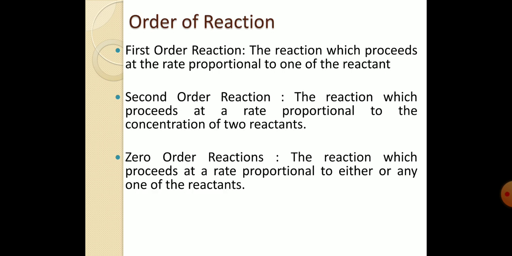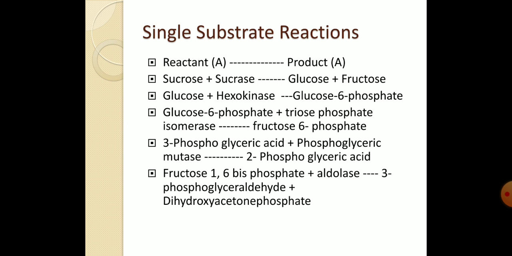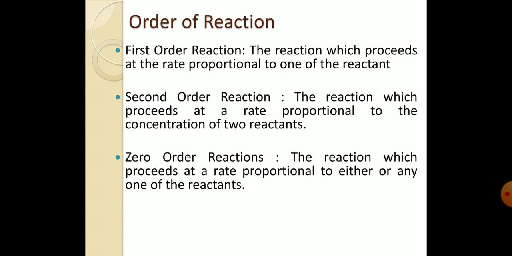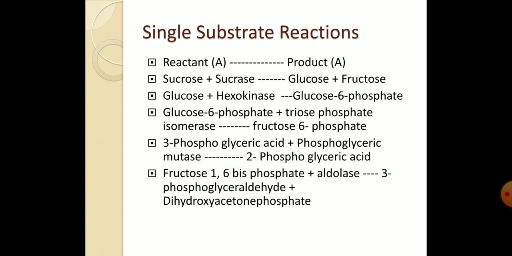In the second order reaction, the reaction proceeds at a rate proportional to the concentration of two of the reactants. The first one is only one reactant; here there will be a concentration of two reactants. Zero order reaction: the reaction proceeds at a rate not dependent on any of the reactants. Here they may take one or maybe zero of the reactant. So that's how the order of reaction takes place.